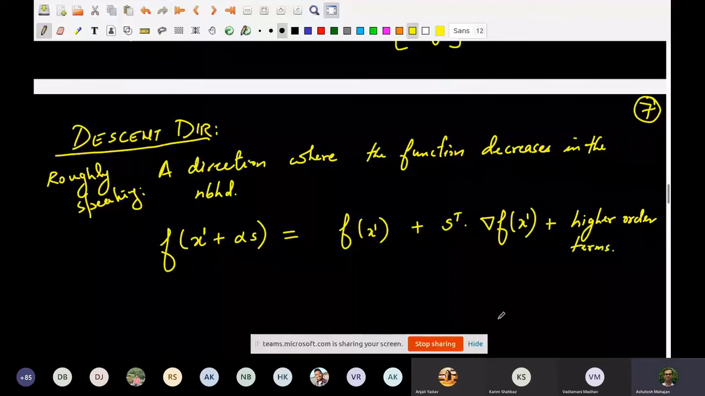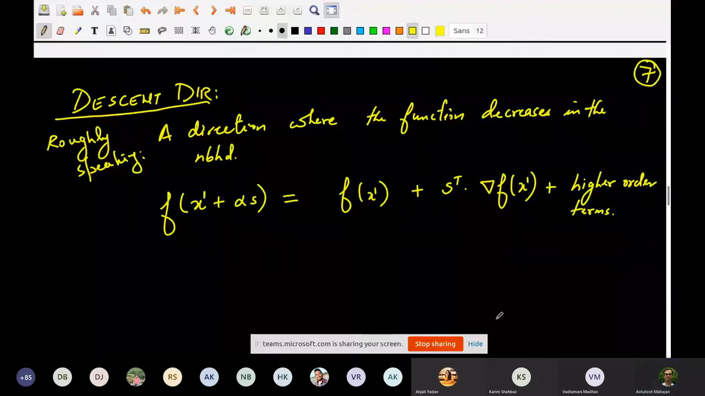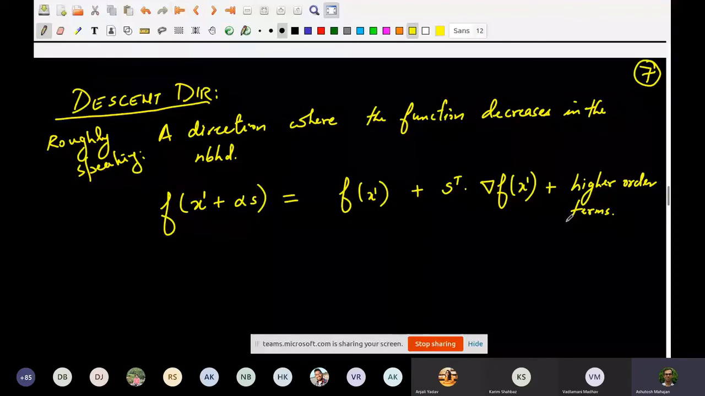And what the theory of Taylor series tells us is that when alpha is very small, as alpha tends to 0, this expression goes down to 0. So there's an alpha also. I'm sorry for missing this alpha, so note this alpha.